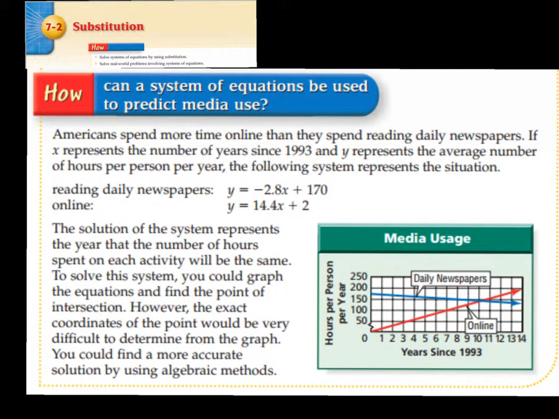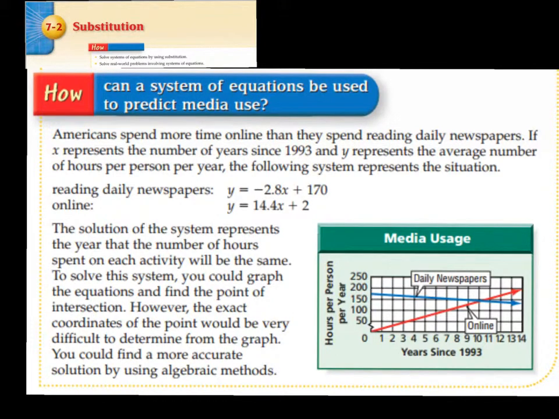How can a system of equations be used to predict media use? Americans spend more time online than they spend reading daily newspapers. If x represents the number of years since 1993 and y represents the average number of hours per person per year, the following system of equations represents the situation. Reading daily newspapers, y equals negative 2.8x plus 170, and time online, y equals 14.4x plus 2.